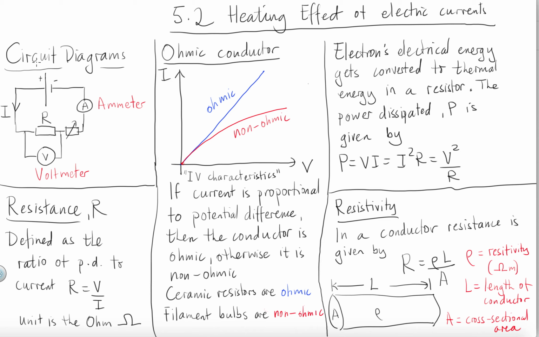Firstly, let's talk about circuit diagrams, which you should be able to draw yourselves and interpret. This is the circuit symbol for a battery or electric cell. The long line is the positive side and the short one is the negative side, and conventional current goes from positive to negative. Black lines indicate wires, and a rectangle like this is a resistor. A rectangle with a line through it is a variable resistor.